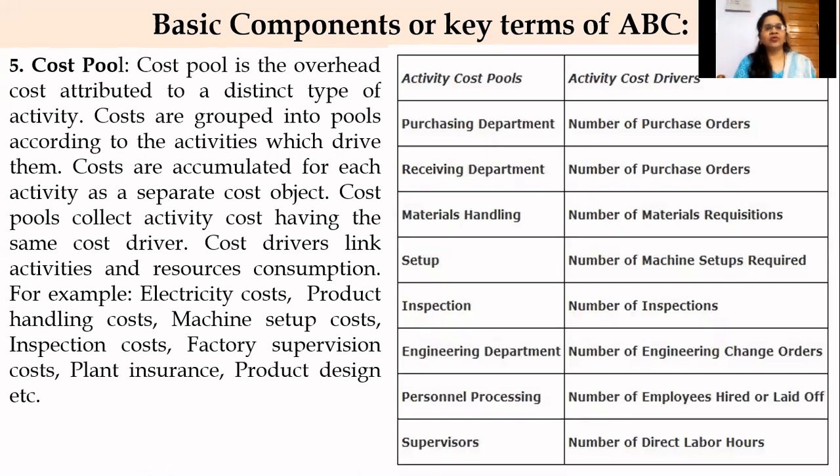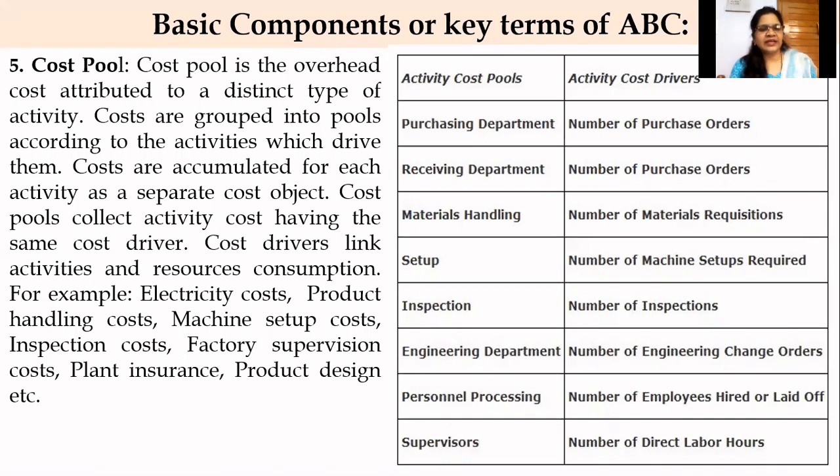Let's see what is cost pool. Cost pool is the overhead cost attributed to a distinct type of activity. Costs are grouped into pools according to the activities which drive them. Costs are accumulated for each activity as the separate cost object. Cost pools collect activity cost having the same cost driver. So what activities are conducted and what was the cost of that activity are being collected by these cost pools having the same cost driver.